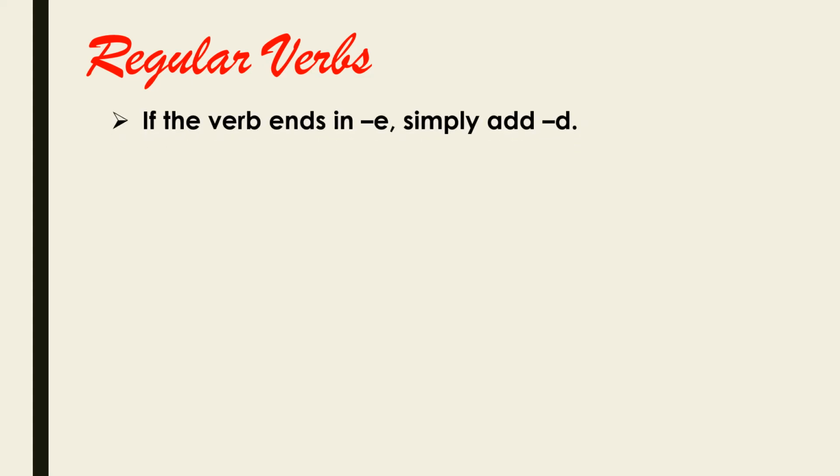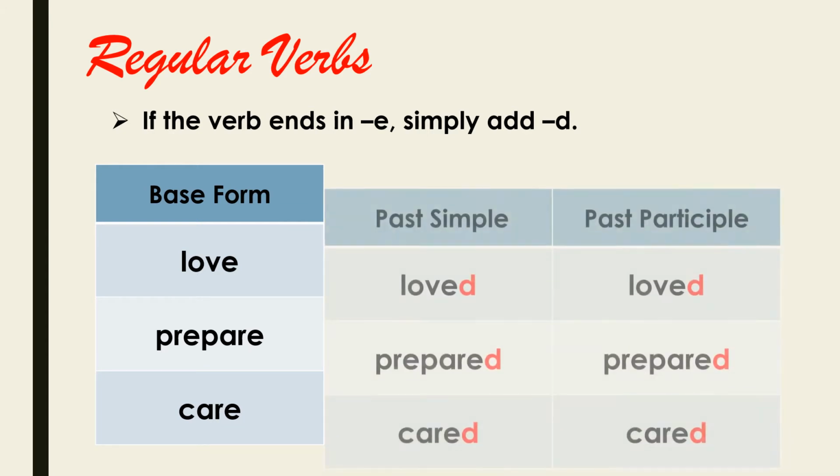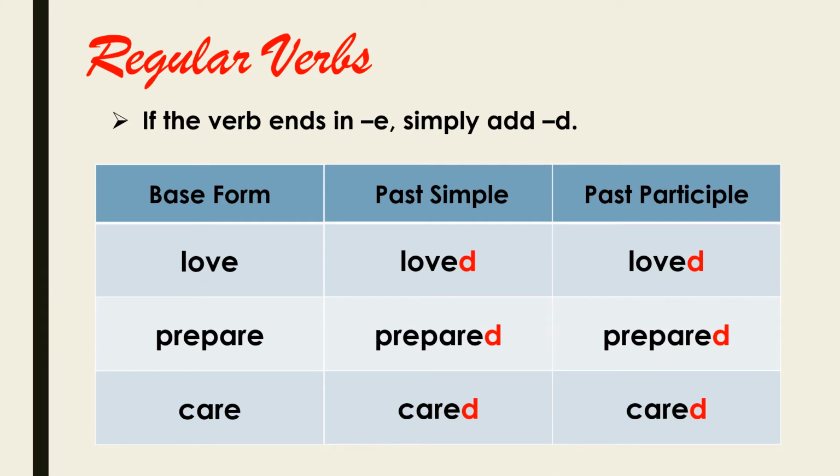For regular verbs which end in E, just add D. Here are some examples. Since love, prepare, and care end in E, we just have to add D to form their past simple and past participle.